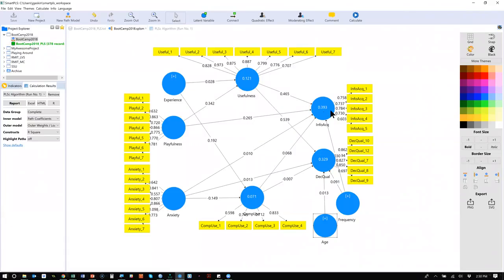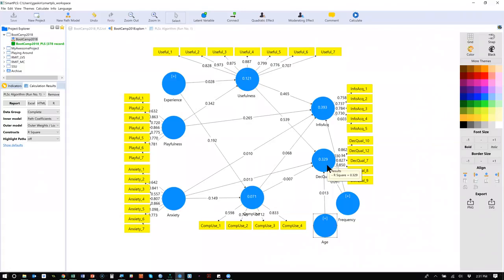And the R square is inside any endogenous variable, just by default. So you'll notice something right off the bat. The R square, oh, we're missing a line. That's our problem. The R square on decision quality is 329, but it should be higher, right? It's because we're missing the line from information acquisition to decision quality.